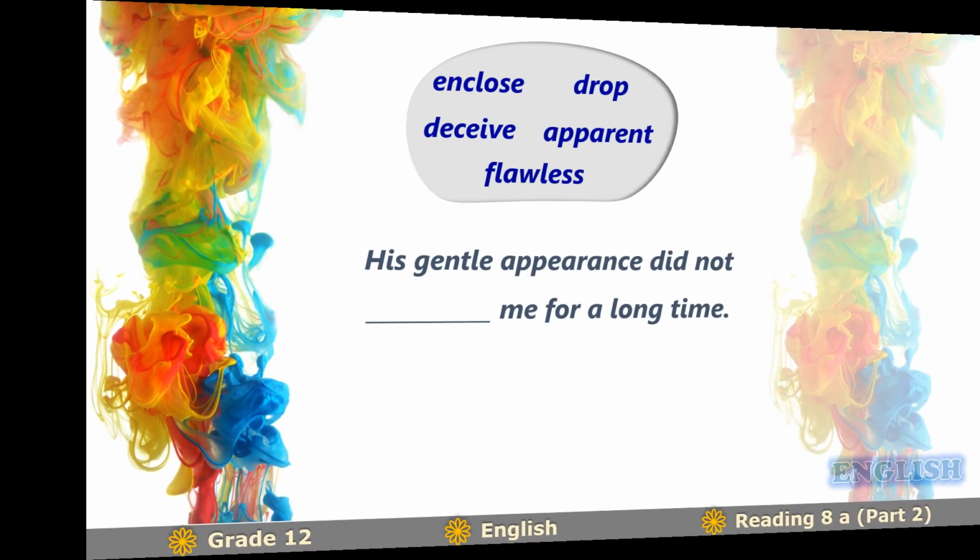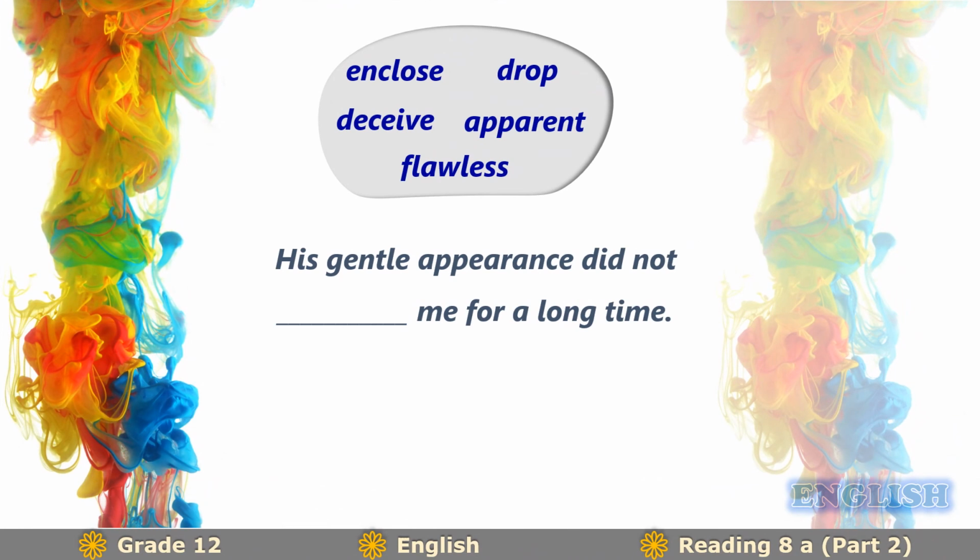And now with the last sentence, his gentle appearance did not space me for a long time. So here in the space, we need a verb, and this verb is going to be the word deceive. Yes, he was gentle, but he wasn't able to deceive me for a long time, which means that maybe he deceived me for some time, but not for a long time.